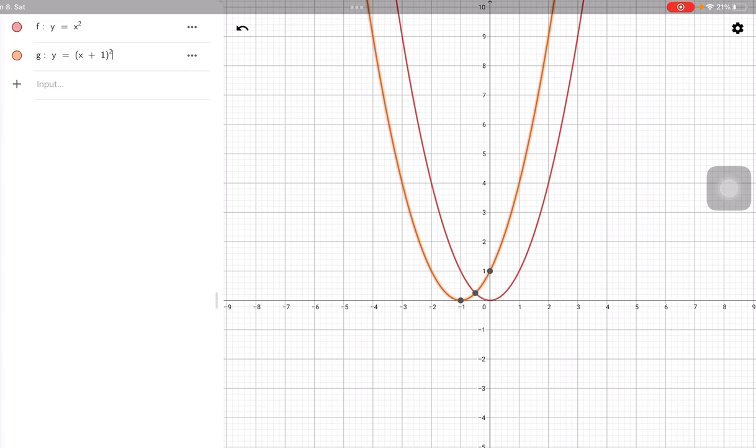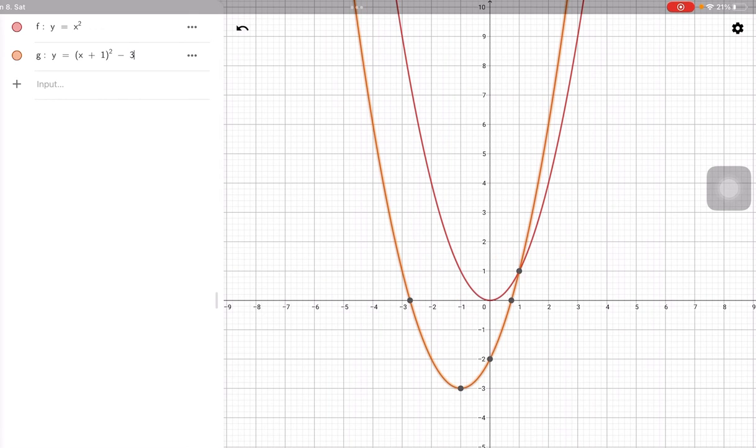Also, we can have both of them. For example, I draw the same graph with two numbers. You see here, plus 1 is inside the parentheses and minus 3 is outside the parentheses, so the graph is shifted 1 to the left and 3 down. The minimum point will be (minus 1, minus 3), and for the first graph it is (0, 0).